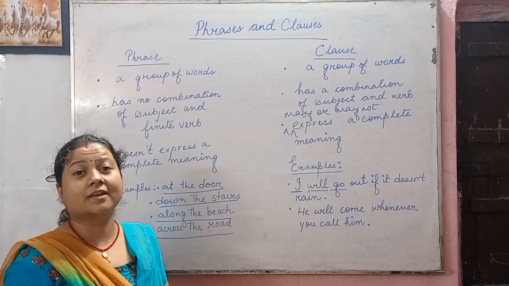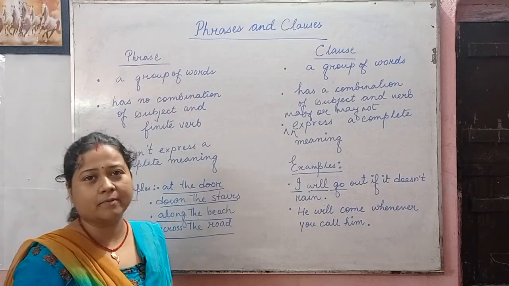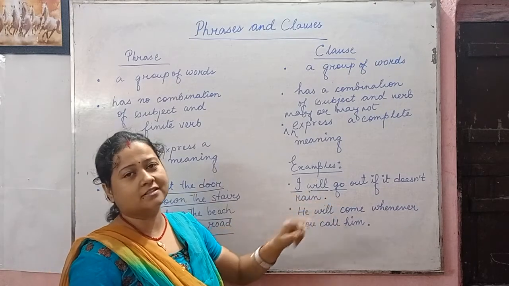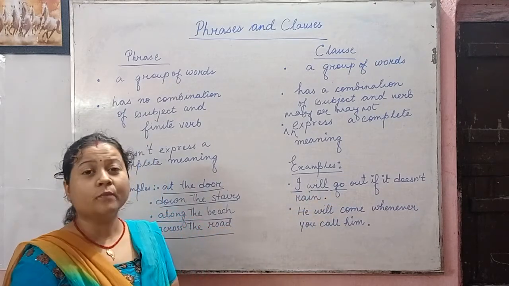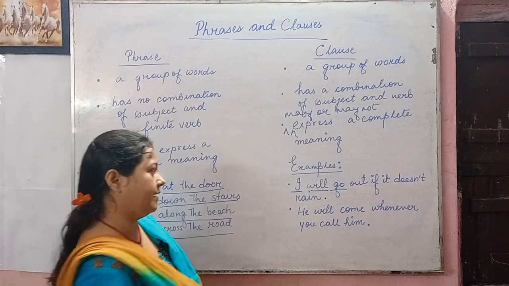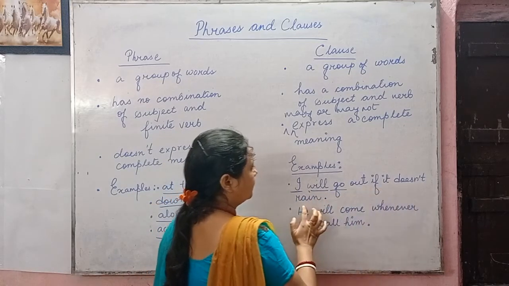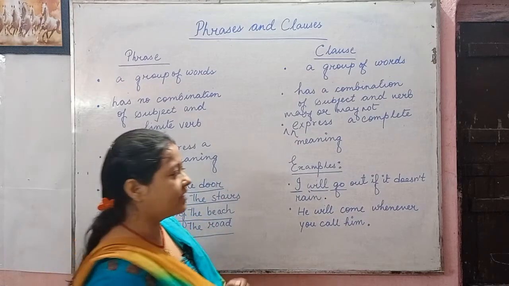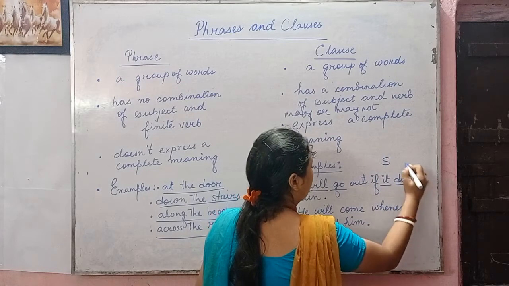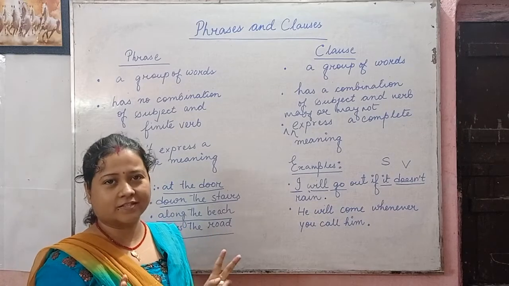Subject means the thing we are talking about. Here, who are we talking about? We are talking about I, right? So here there is a subject, and will go is the verb. So in a clause we get a combination of subject and verb. I will go out if it doesn't rain. Children, again there is another subject. It is another subject. Doesn't is another verb. So here too we get another clause.